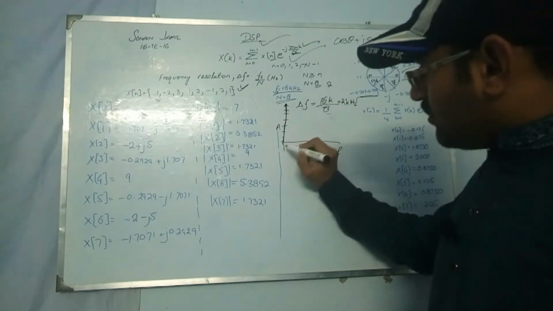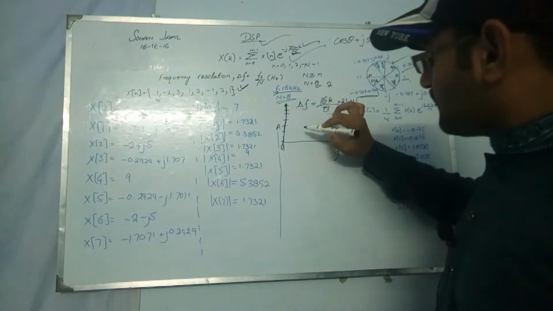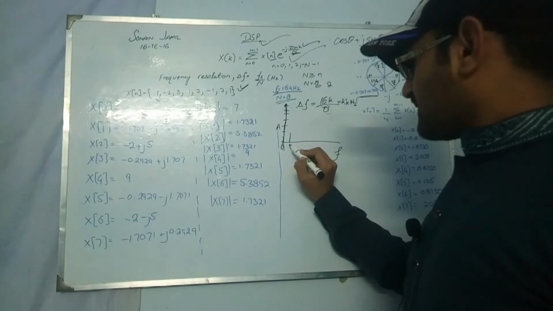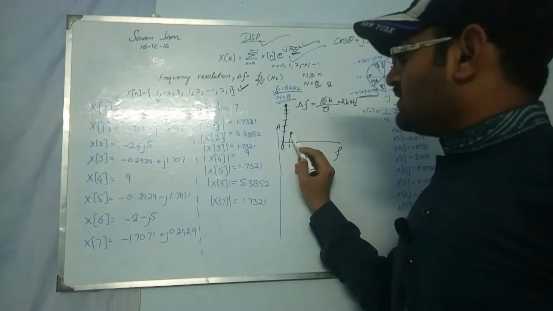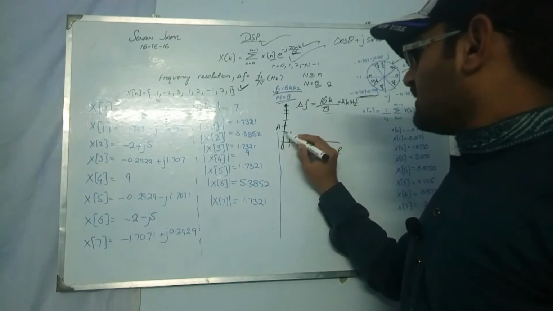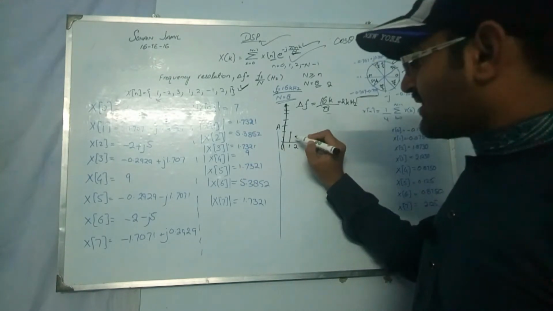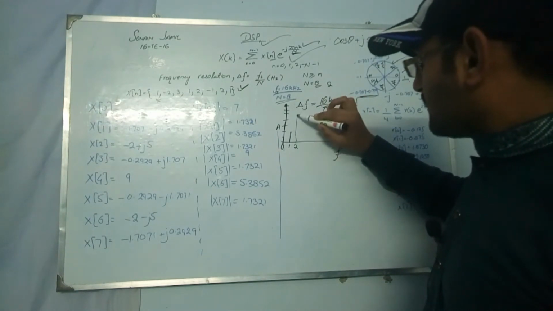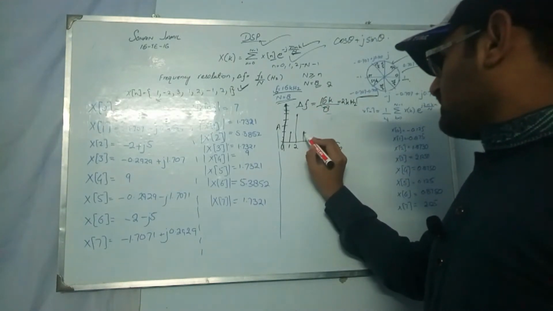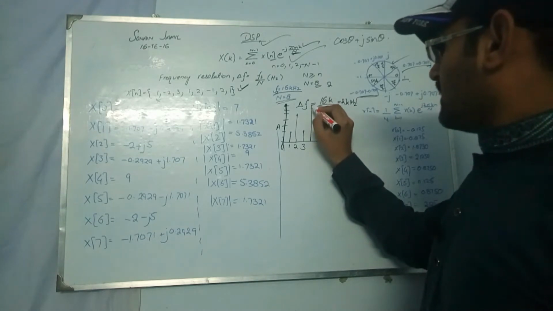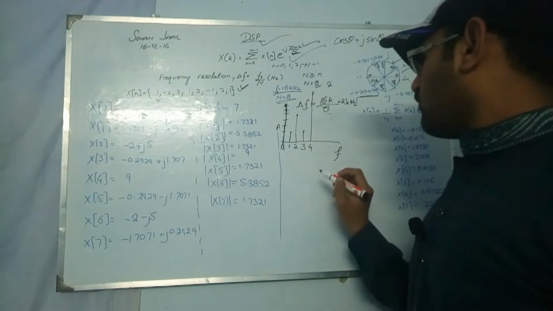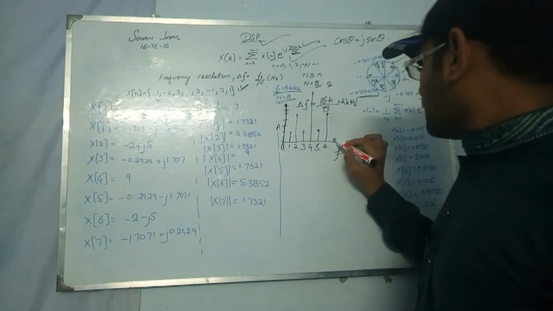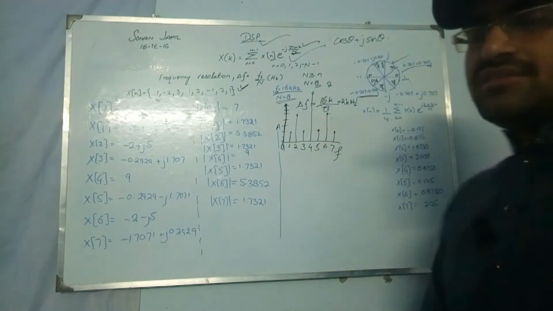Now at 0 it is 7, at 1 it is almost 2, at 2 it is 5.4, 1.7, 9, it will go up 4, 1.7. It will look like this.